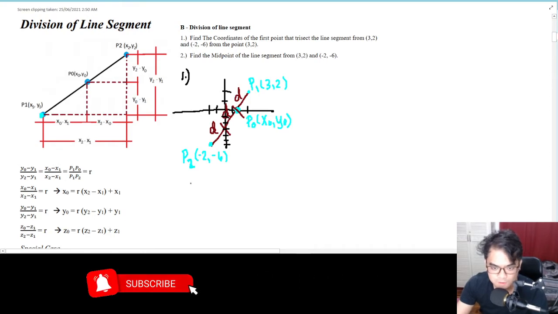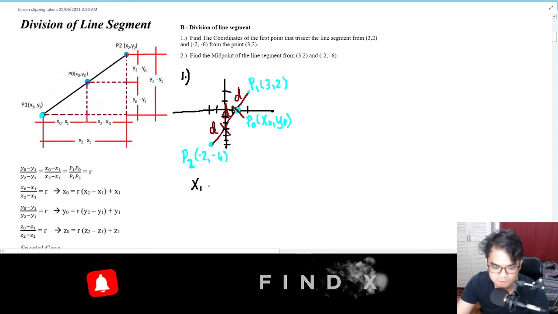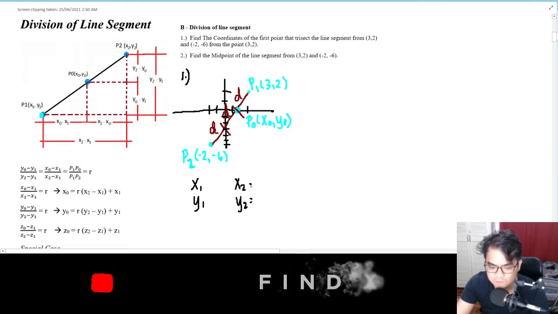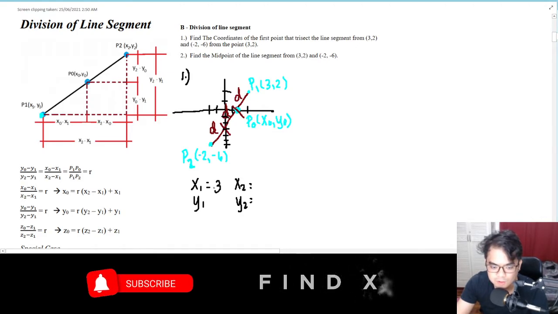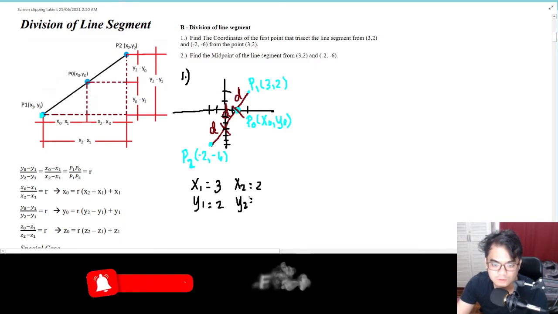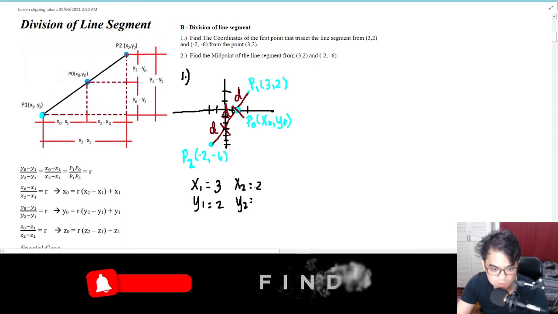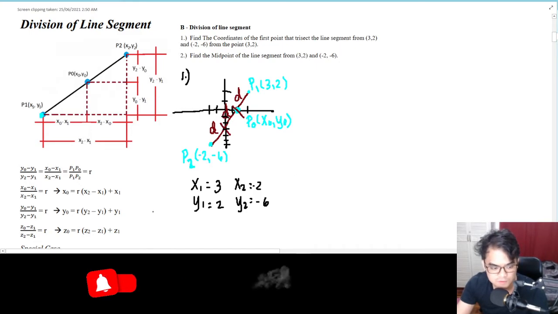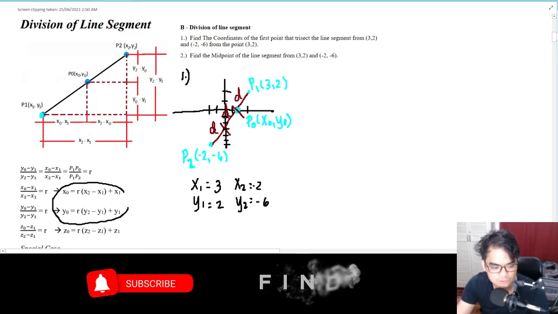So what will happen is, let's put down all the givens. x1, y1, and then x2, y2. x1 will be equal to 3, y1 is 2, x2 will be -2, and y2 is -6. Okay, all you have to do is just apply this formula to get the values.